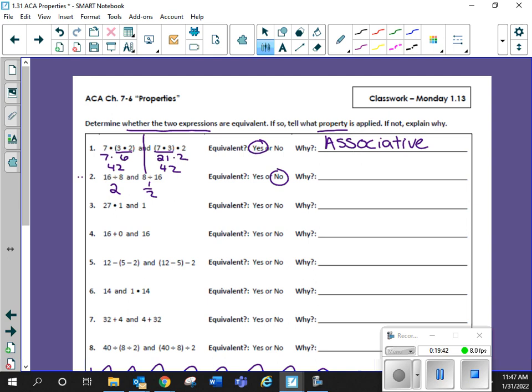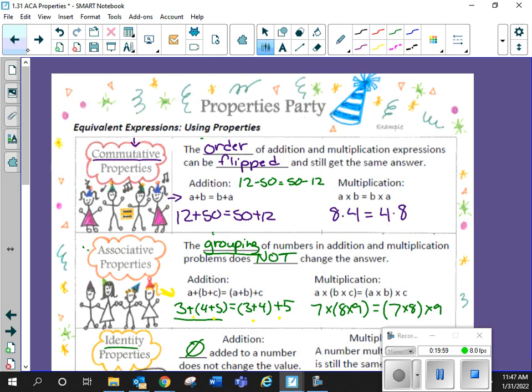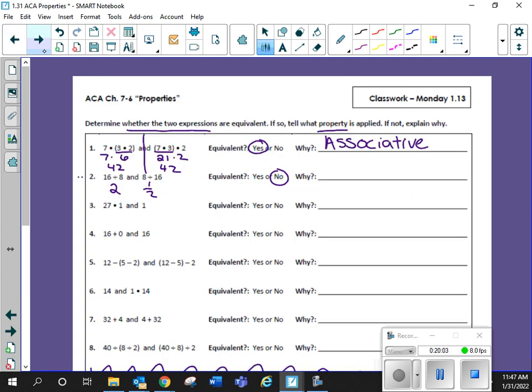Is it the inverse? No. Okay, so let's go look. What is changing about the numbers? They're flipping the order. They're trying to use the commutative property, but it does not work. So I'm just going to put that commutative does not work with division.